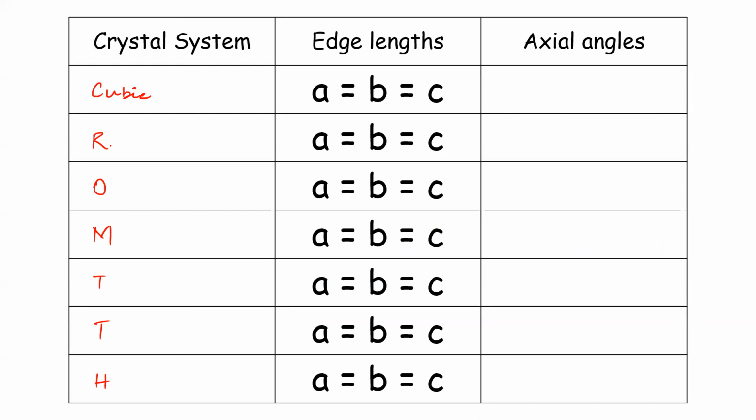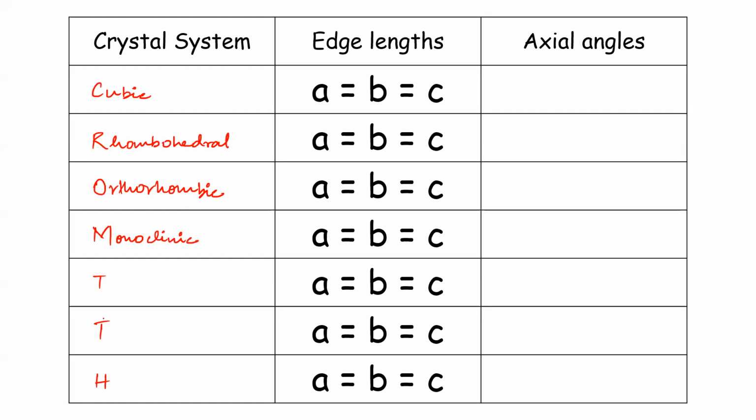With R, it will be Rhombohedral. And O will be Orthorhombic. M will be Monoclinic.